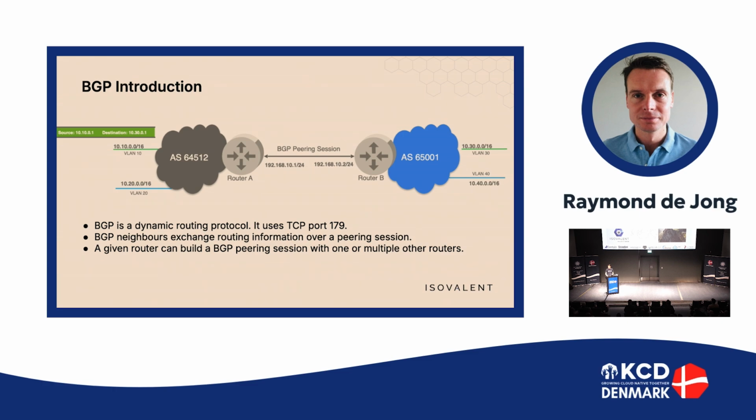So BGP, as an introduction, is a dynamic protocol. It runs on port 179, and typically a BGP router exchanges routing information with another router. So router A can say, hey, I'm router A, I'm part of an autonomous system, and I know these networks. What networks do you know? So the routers exchange routing information, and program the network to forward traffic.